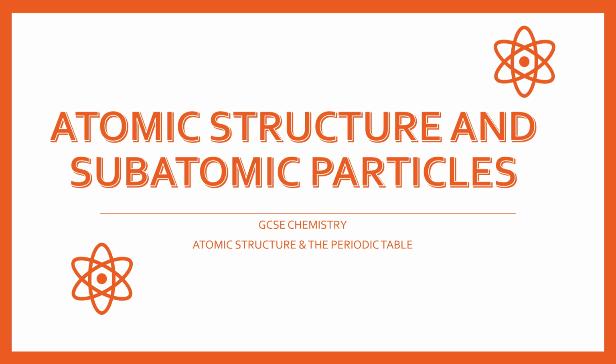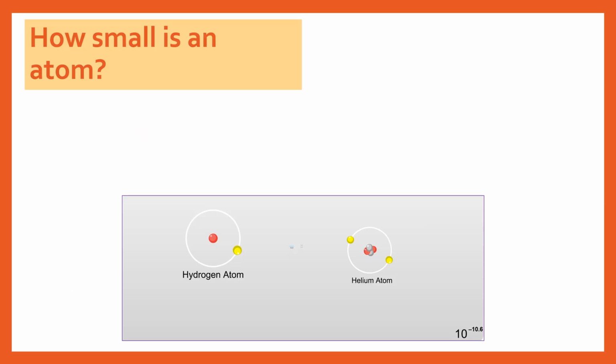Hi guys, and welcome to today's lesson on atomic structure and subatomic particles, which is part of the GCSE combined science as well as the GCSE chemistry specification, and is part of the atomic structure and the periodic table subsection. So what we're going to be doing today is we're going to be looking at the structure of the atom, we're going to be looking at the subatomic particles and the mass and charge associated with those particles, followed by a practice exam question.